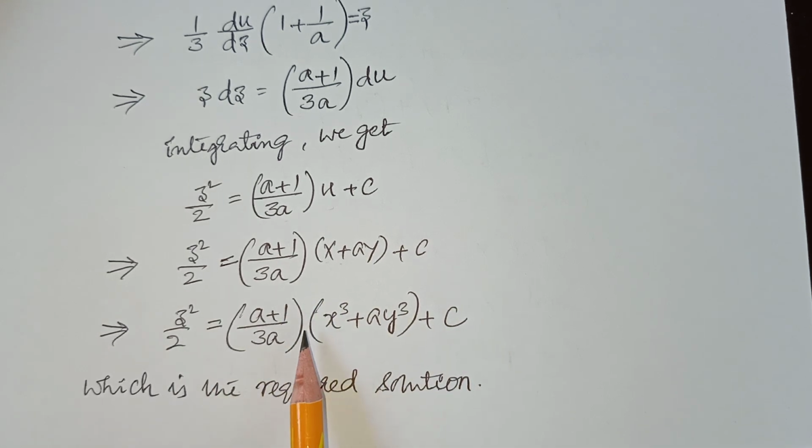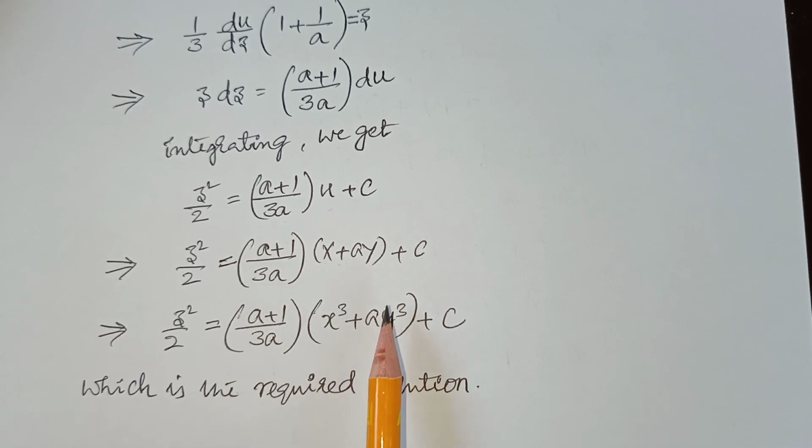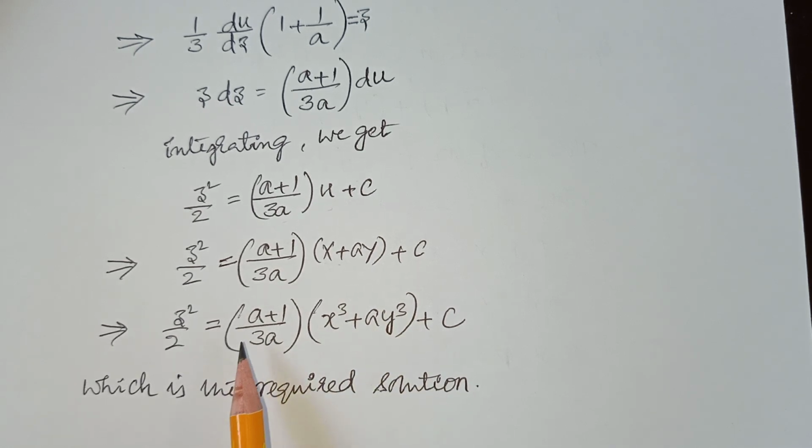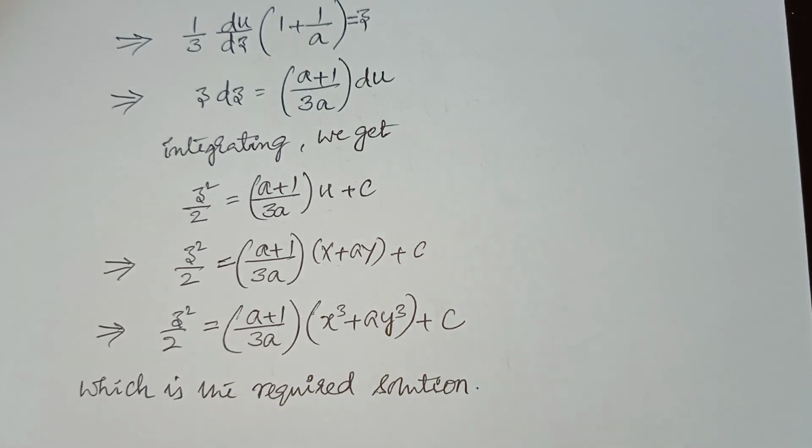Whatever transformation we used in the middle in order to solve the problem, at the end of the problem we have to do the substitution in place of the original variables. Whatever the duplicate variables we used, at the end we have to substitute the original ones. So this is the required solution of the given problem. I hope you understand. Thank you.